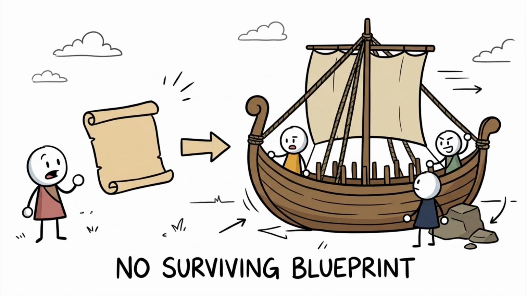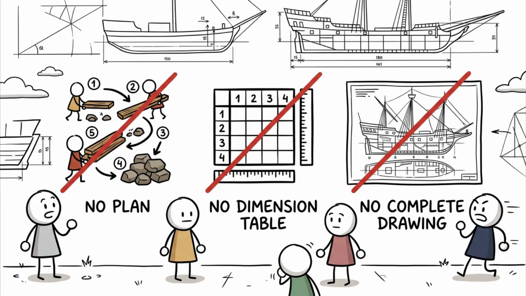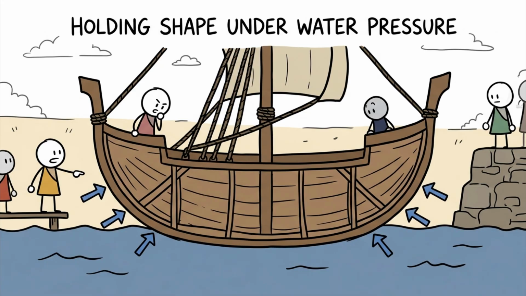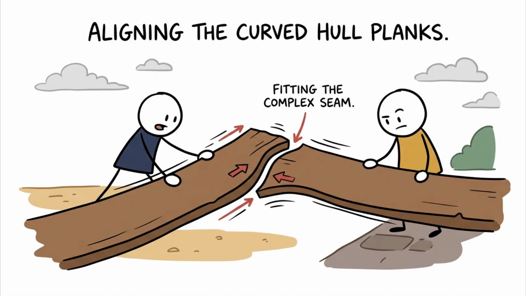There was no surviving technical blueprint explaining how to build the vessel. No numbered construction plan, no table of dimensions, no complete engineering drawing. Yet the finished object was not a canoe improvised from a single tree. It was a complex wooden structure designed to hold its shape on water. Every plank had to meet another plank along a curving, three-dimensional surface.